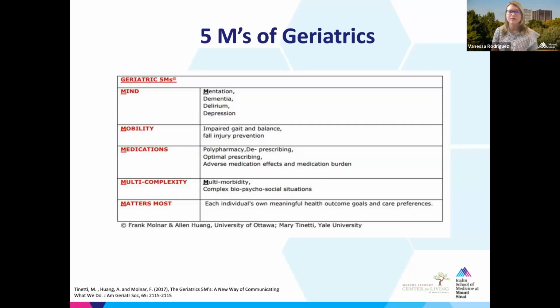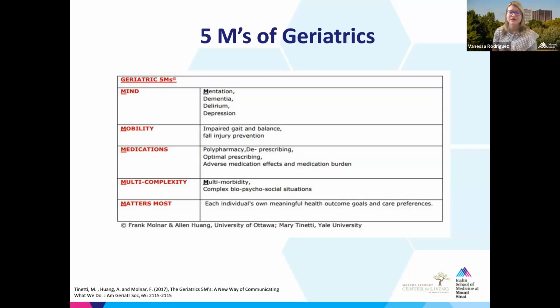So for example, thinking about mind, right? Thinking about the evaluation of not just dementia, but also depression or any sort of conditions related to mental health, delirium, and so forth. Of course, mobility is really important, so emphasizing reducing risk for injuries in regards to falls, impaired gait and balance and things like that. Medication is really important, thinking about polypharmacy or deprescribing in a safe way, and preventing adverse medication effects and medication burden as well.